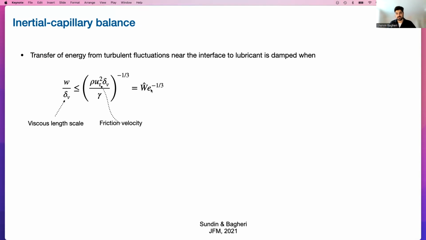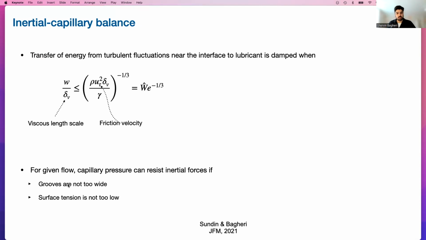So we see here a constraint. If we keep our grooves not too wide, we will not have these capillary waves growing. But we can also imagine a surface tension that is not too low. Then the limit, this critical Weber number, will be higher, such that we can also avoid capillary waves. So there are two ways of making sure that you don't get these capillary waves.